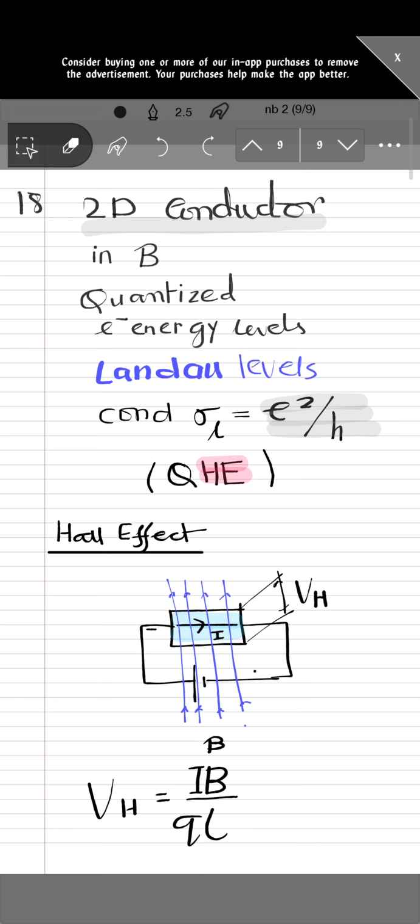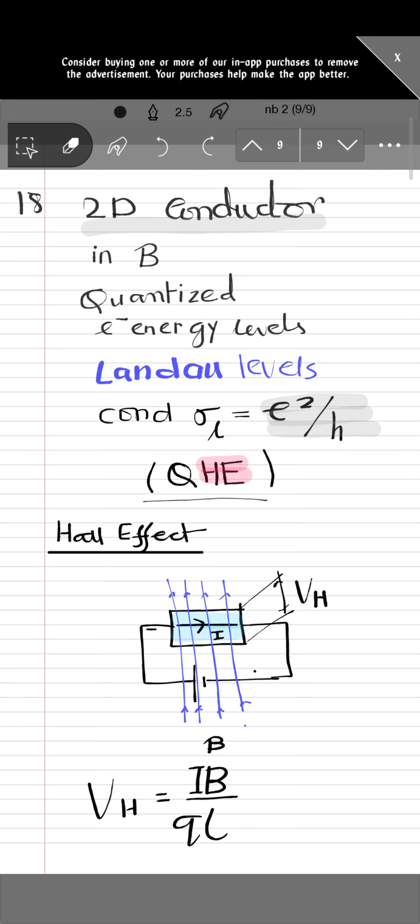In 2D conductors, there is a phenomenon called the quantum Hall effect, where the conductance of the conductor is represented as e squared by 2h, and we do have some electronic energy levels being developed due to this, and these are called Landau levels, which have a certain value called Landau conductivity. And this is basically coming from the Hall effect.